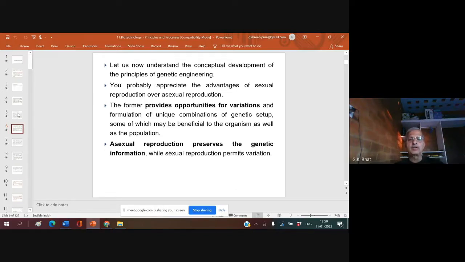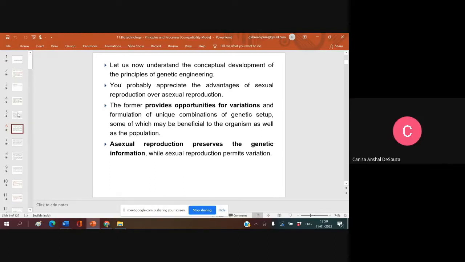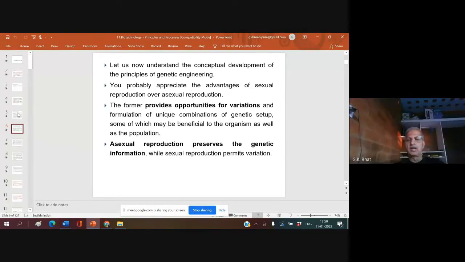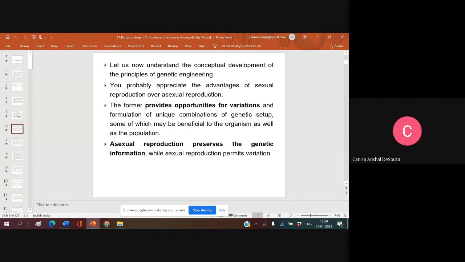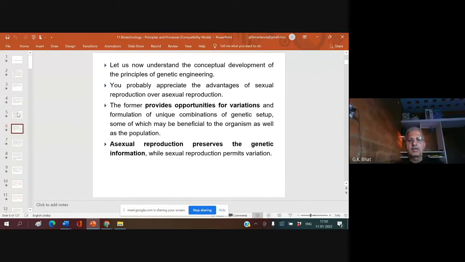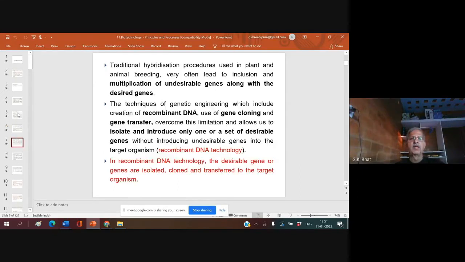So in what way does asexual reproduction preserve the genetic information? What do you mean by that? Nadira? Offspring are clones. Come on. Who said it? Kenisa, you are right. In asexual reproduction, it is always uniparental. When asexual reproduction is uniparental, whatever genetic information is there in the parent systematically comes to the progeny unaltered. So that is how asexual reproduction preserves the genetic information.